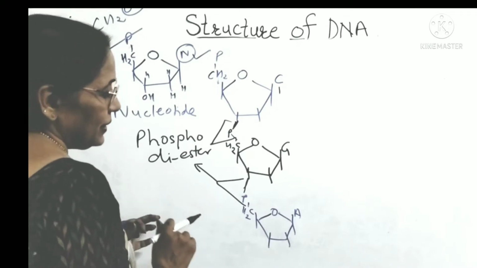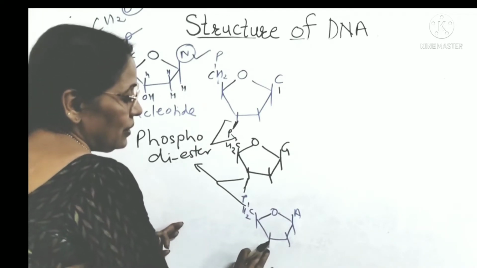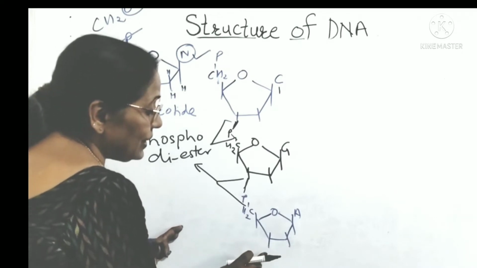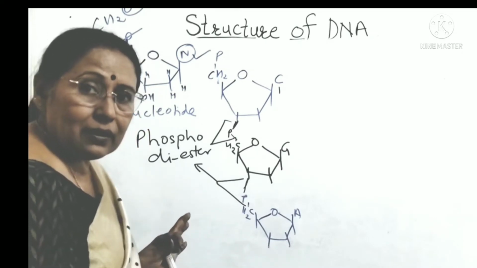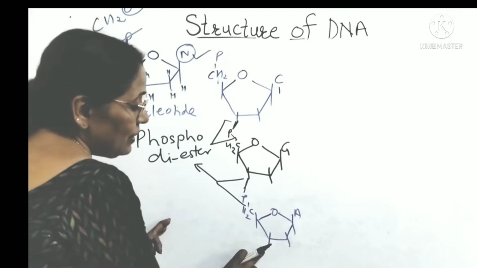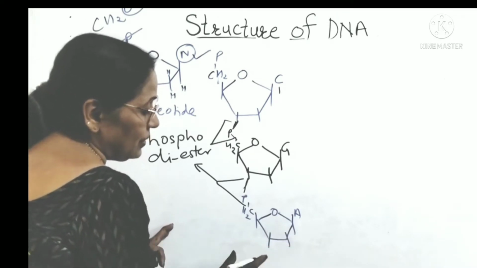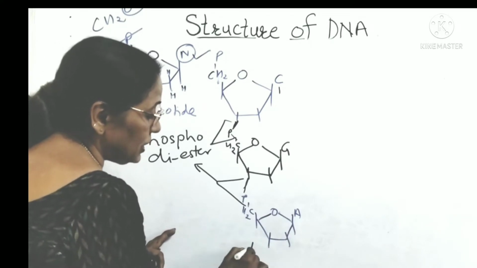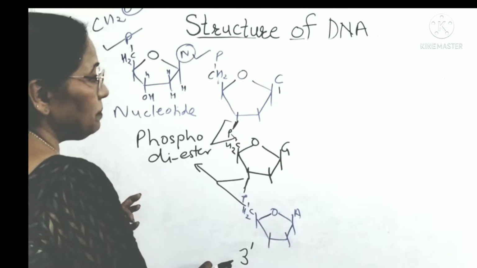Now look at these nucleotides. At the starting one, this carbon's OH is completely free. This is 1, 2, 3. Here this position is free. This is called the 3' end.